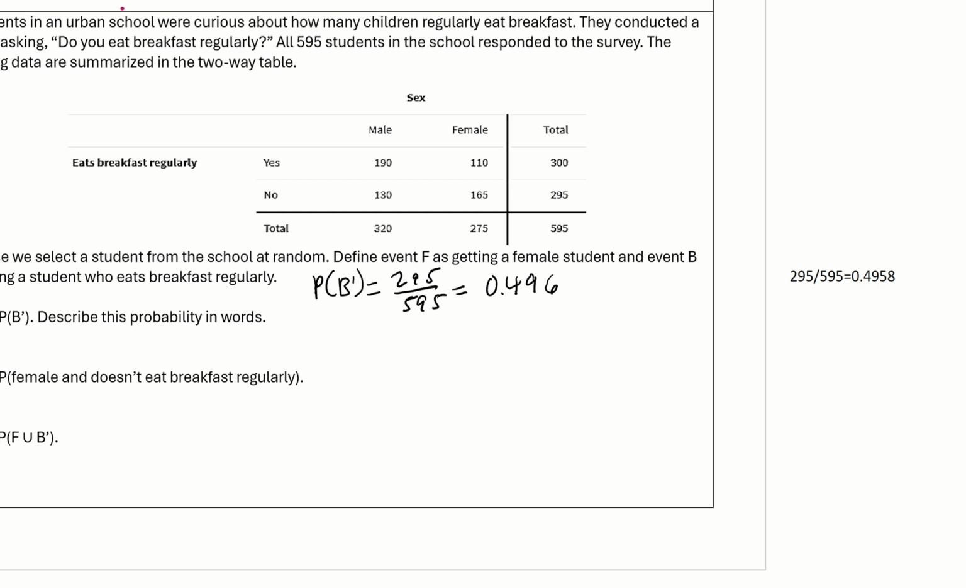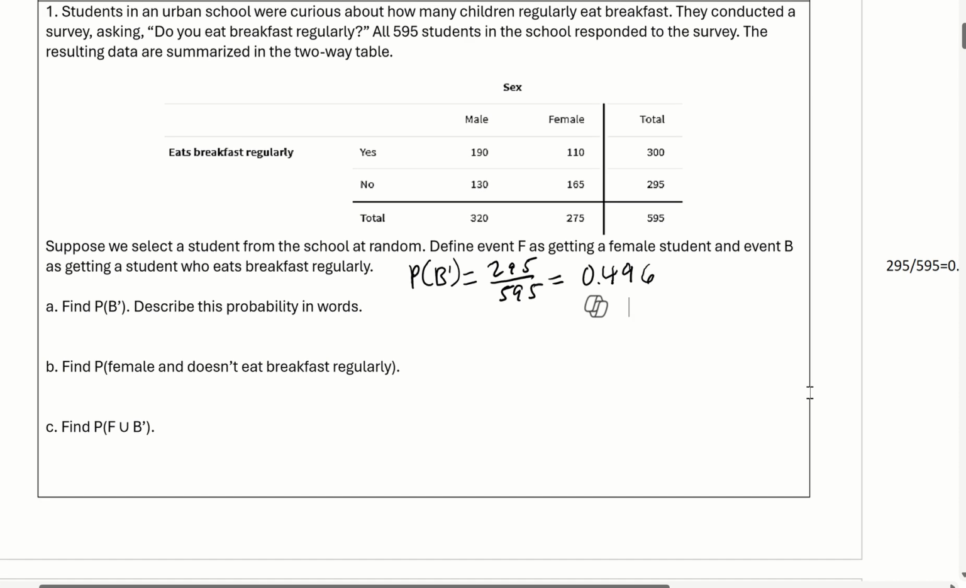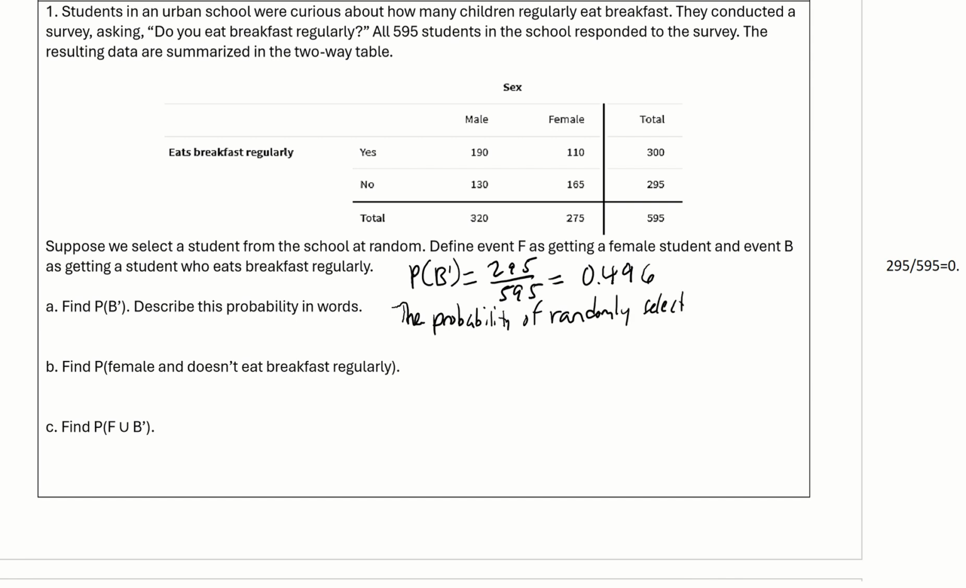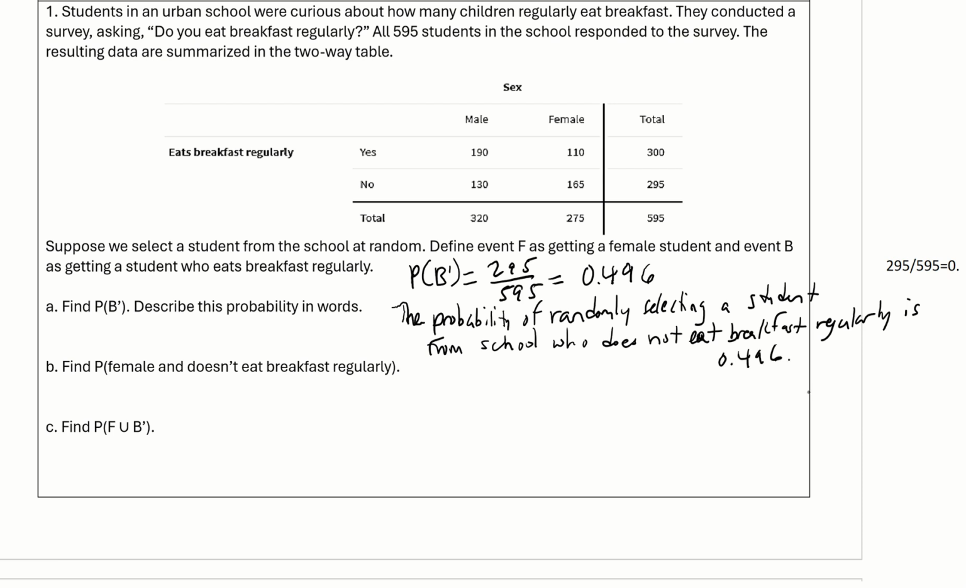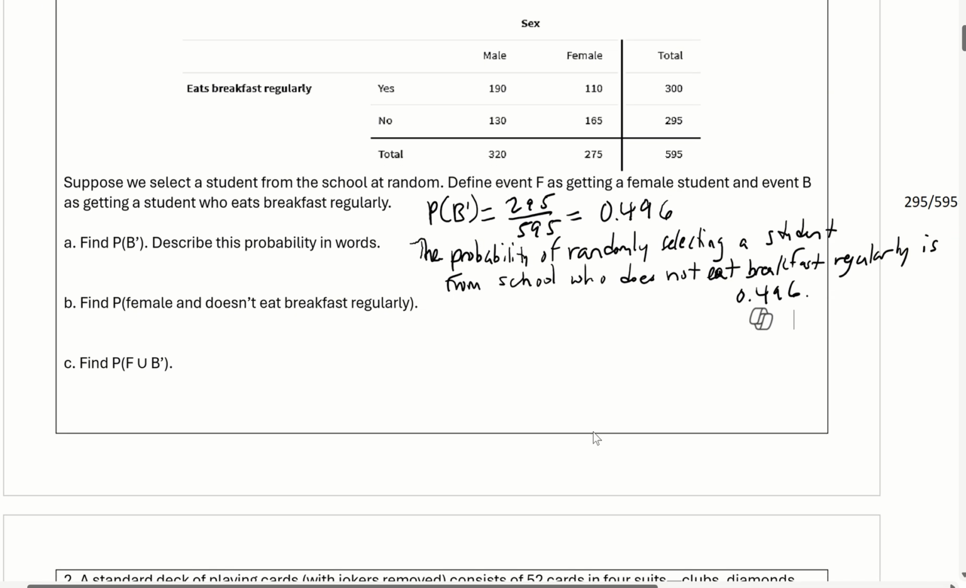Now describe this probability in words. In this case, the probability of randomly selecting a student from the school who does not eat breakfast regularly is 0.496. All right, so that's in words.